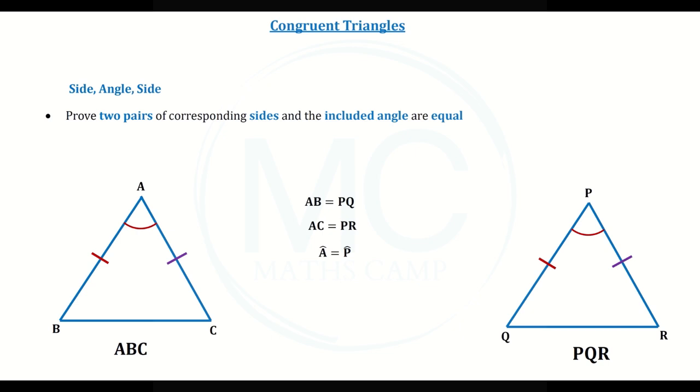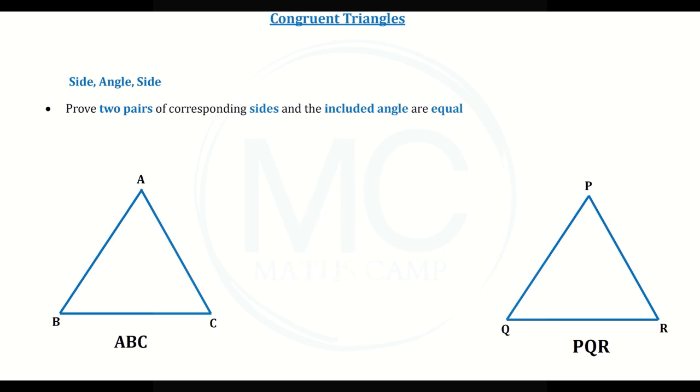If we can prove that 2 pairs of corresponding sides and the corresponding included angles are equal, we can say that triangle ABC is congruent to triangle PQR. And as our reason, we say SAS for side, angle, side. To use this as our reason, we have to write it as SAS because the angle is included.